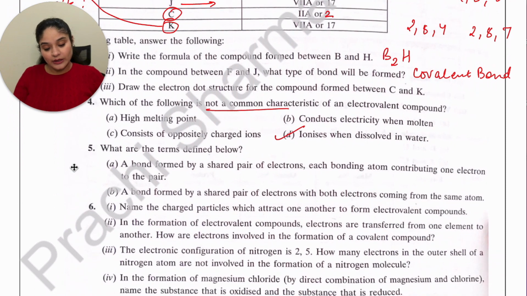What are the terms defined below? A compound formed by a shared pair of electrons, each bonding atom contributing one electron to the pair. So we have a shared pair and each atom is given one electron to share. The answer is covalent bond.